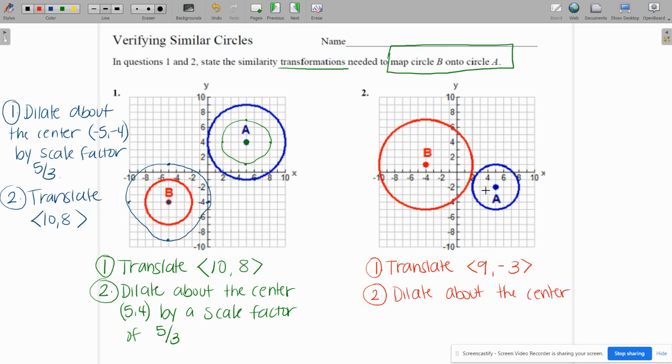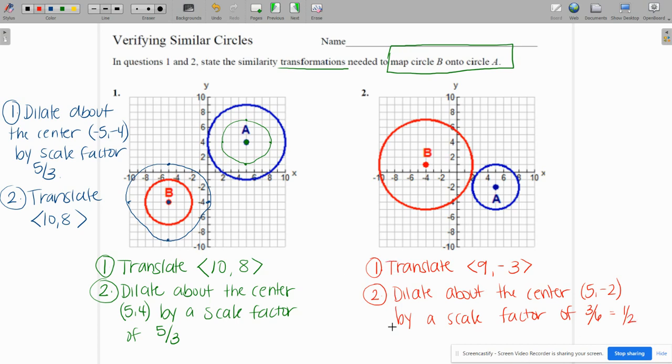Since you've already moved it over here, the center is now here at 5, -2 by a scale factor of, well, new over old. So new has a radius of 3, over old has a radius of 1, 2, 3, 4, 5, 6. So 3 over 6, which is a scale factor of 1/2.